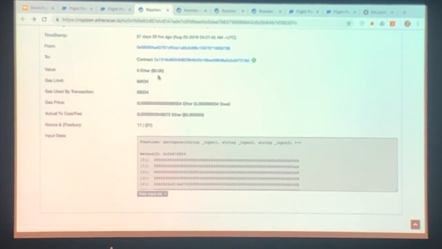The actual value of these transactions, so putting that data onto the chain, we didn't exchange any money in doing that, though we probably can. But we did use gas, which is a transaction cost. You can see it's 0.00000, many zeros, and then 69334 of ether, which is hardly anything, right?